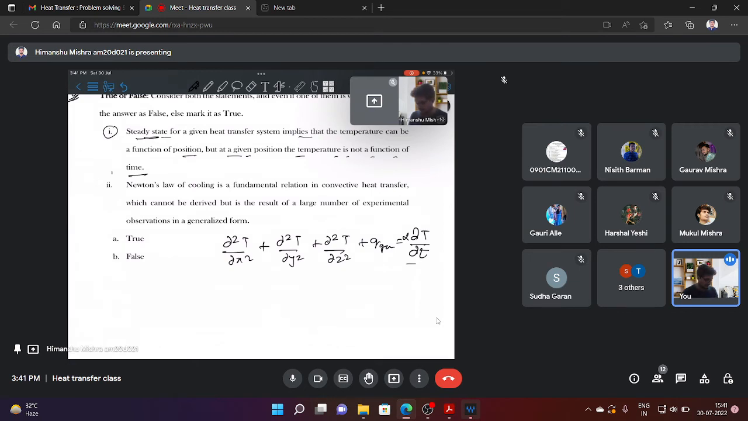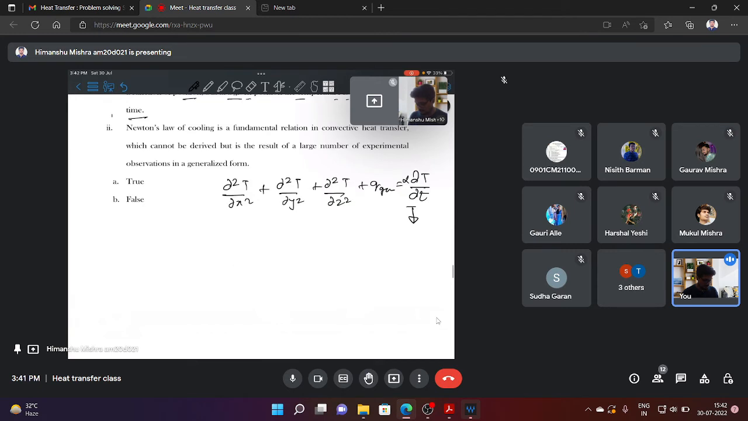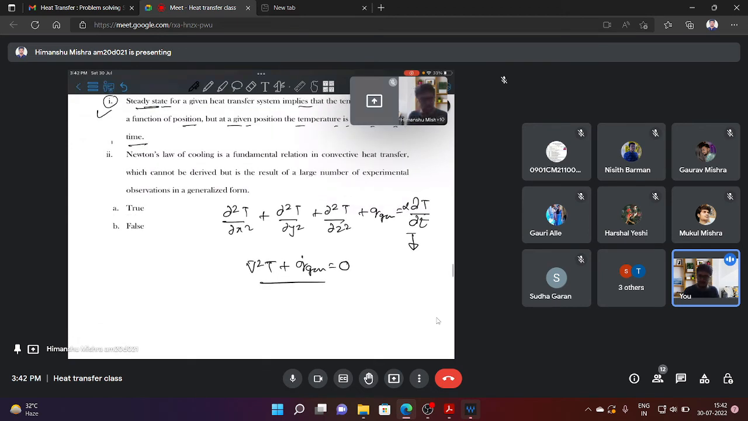So in the steady state, the RHS will be 0, and we will get only the Laplacian of the temperature and the heat generation, which is equal to 0. And this partial differential equation will be a function of space only. So my first statement will be correct.